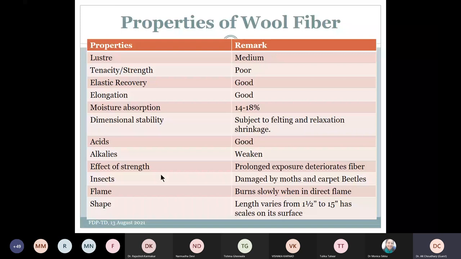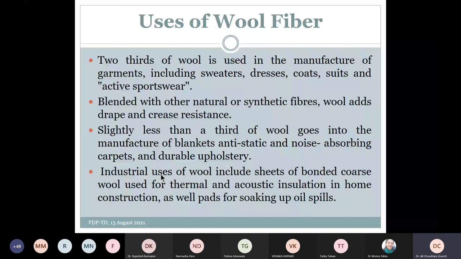So these are the applications. Two thirds of wool is used in the manufacturing of garments, including sweaters, dress materials, coats, suits, and active sportswear. This wool fiber is also blended with other natural or synthetic fibers, especially blends of good quality wool with polyester, which are called worsted yarns. That is a very popular fabric, and now we use it for suits, male suits or any suits. All the high priced worsted suiting fabric is a blend of natural or synthetic fibers, but among the synthetic fibers, polyester is a very popular combination with merino wool.